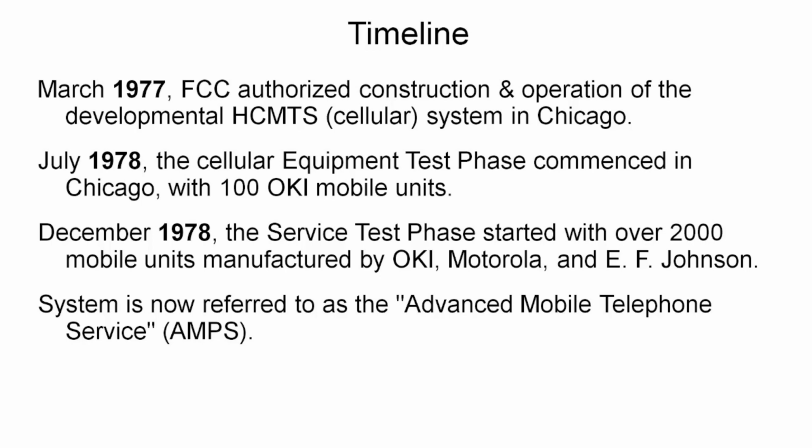In July 1978, the cellular equipment test phase commenced in Chicago with 100 Oki mobile units. In December 1978, the service test phase started with over 2,000 mobile units, now manufactured by Oki, Motorola, and E.F. Johnson. And the system is now referred to as the Advanced Mobile Telephone Service, or AMPS.